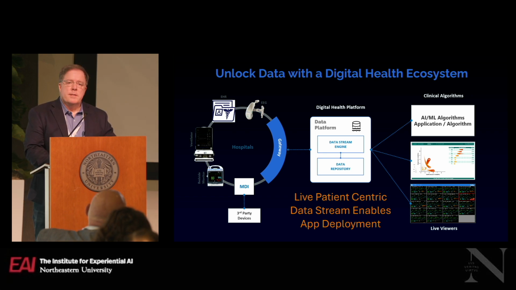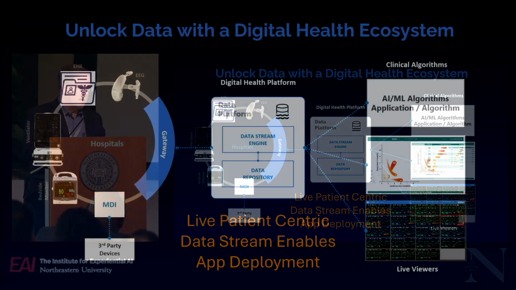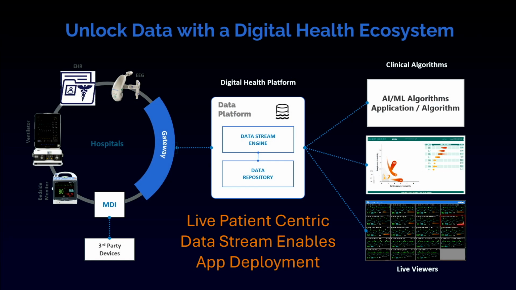The far left represents the hospital network. The data from that network is sent in an unnormalized way into the digital health platform. Digital health platform does two things primarily. One is it normalizes the data and stores it in a patient-centric manner to support researchers. Secondly, it has a stream processing engine that provides a live data stream of normalized patient-centric data to applications.